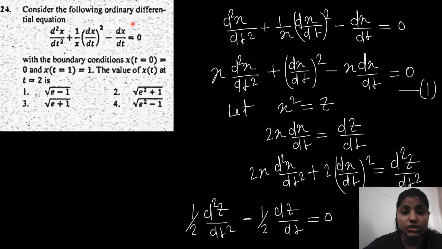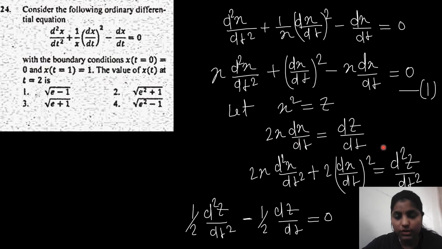So the next question is from the ordinary differential equation. d2x by dt square plus 1 upon x into dx by dt whole square minus dx by dt is 0. Some boundary conditions are given in this question. You have to find out the value of x(t) at t is equal to 2. Write the differential equation and try to find a known form of this differential equation. So for that, I am substituting x square as z.